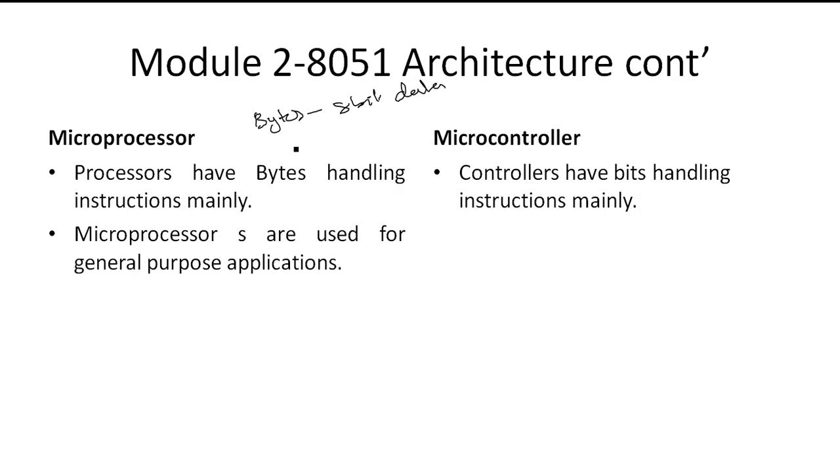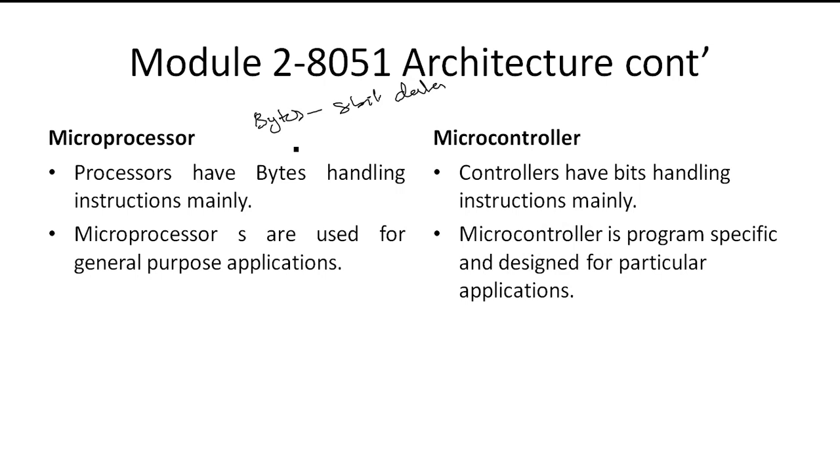Okay, so that is the microprocessor based system, while a microcontroller is program specific and designed for particular applications. Microcontroller based systems are designed for a particular purpose only. For example, within a washing machine, what is the purpose of the washing machine? It will allow some time to fill water, some time to fill detergents and other ingredients, and it will allow some time to make the motor rotate the drum, and drain the water, and some other extra functions.